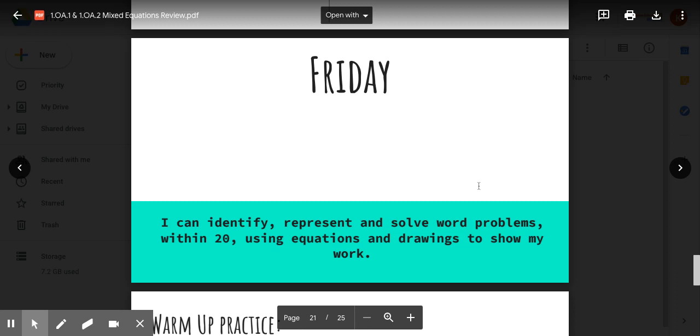Good morning, boys and girls, and happy Friday. Let's go ahead and start by reading our I can statement. I can identify, represent, and solve word problems within 20 using equations and drawings to show my work.